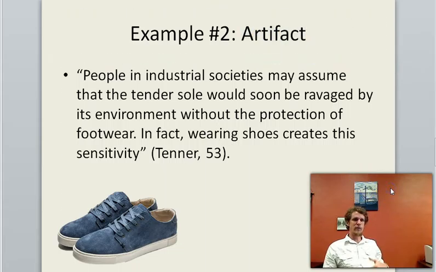So in other words, people put on their shoes because they're trying to protect their feet from their environment, without realizing that in doing so, you're actually weakening the foot even further, thereby predisposing you to continue to wear shoes.